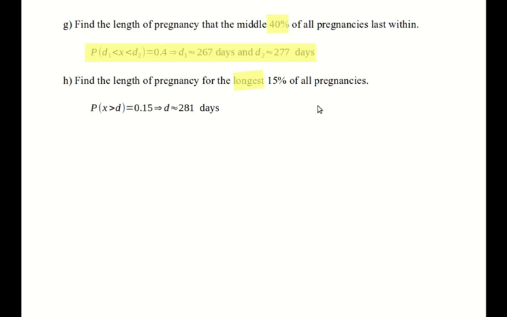So we show this by saying that we want the random variable to be greater than some number of days to give us 15%. And if that boundary is 281 days, then 15% of all pregnancies are longer than that.